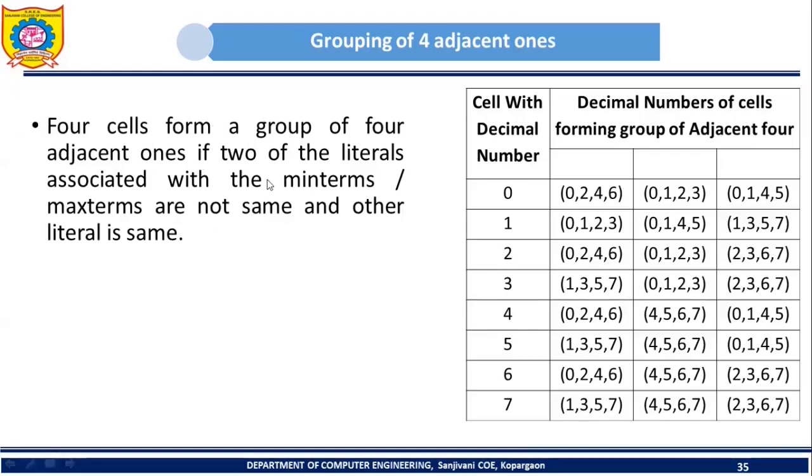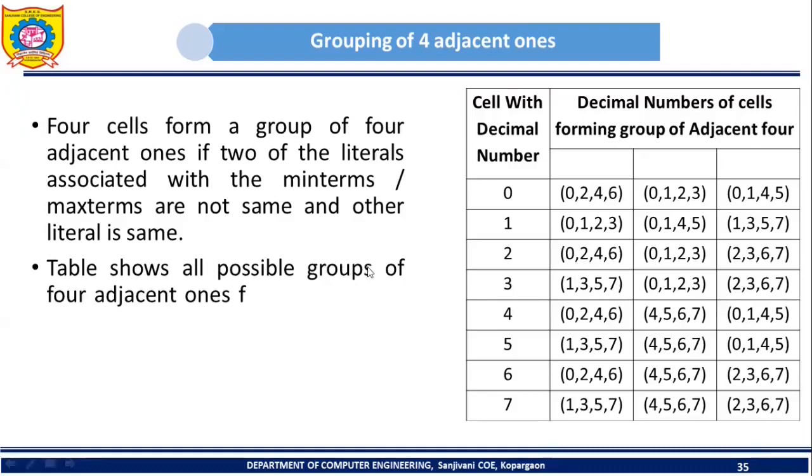So this statement is somewhat confusing, but when we discuss one example, after that it will be clear to you. The table shows all possible groups of 4 adjacent 1s for each cell in a 3 variable K-map. So in a 3 variable K-map, we know that we have 2 raised to 3, that is 8 cells, that is 0 to 7.